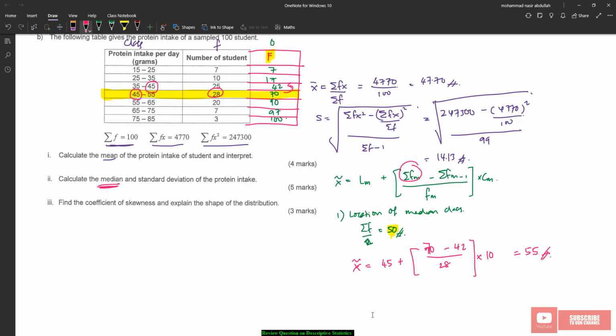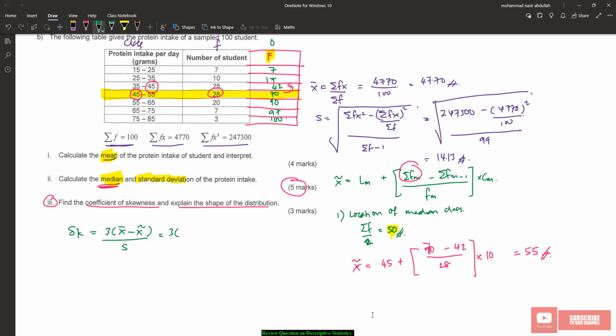So this is how we calculate mean, median, and standard deviation. It consists of 5 marks of your total marks. Right, and the last question is find the coefficient of skewness and explain the shape of the distribution. Same as the previous question, we have two formulas for coefficient of skewness. One is mean minus mode divided by standard deviation. Another one is mean minus median multiplied with 3, divided by standard deviation. If you look at these values, we have mean, median, and standard deviation. So we're going to use the second formula. Coefficient of skewness is equal to 3 multiplied with mean minus median, divided by standard deviation.